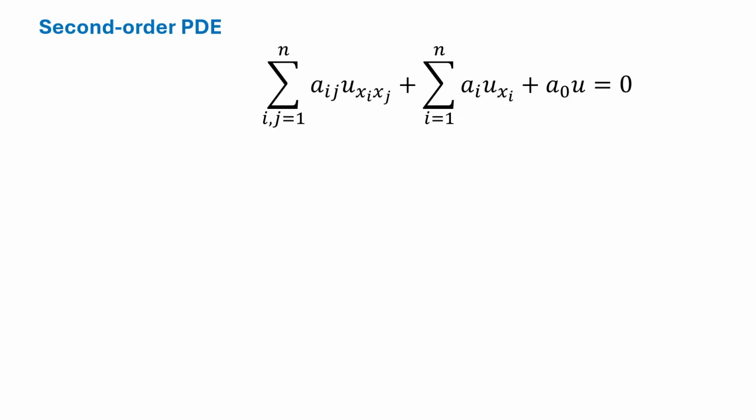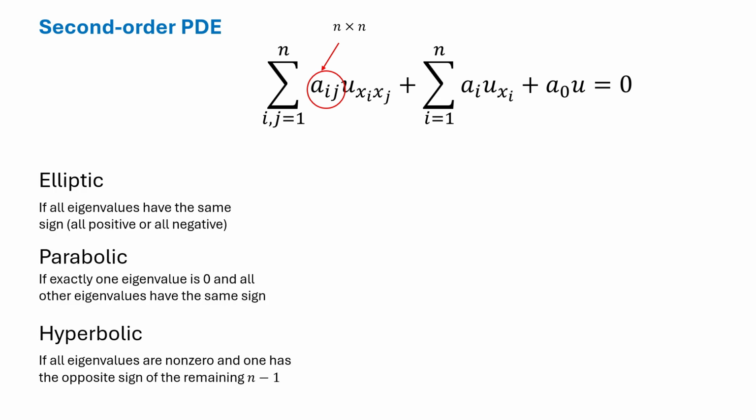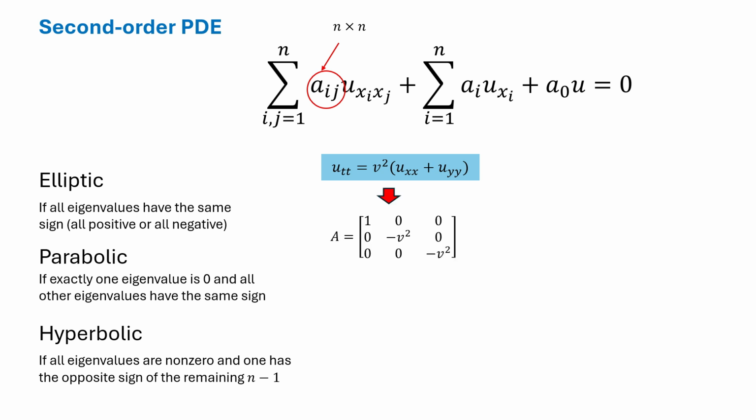For a second order PDE with more than two independent variables, we can look at the eigenvalues of the n by n coefficient matrix of the second order terms to classify the PDE into elliptic, parabolic, and hyperbolic types. Let's look at an example of the two-dimensional wave equation. The coefficient matrix A in this case only contains diagonal elements. We know that the eigenvalues of a diagonal matrix are the diagonal elements themselves.